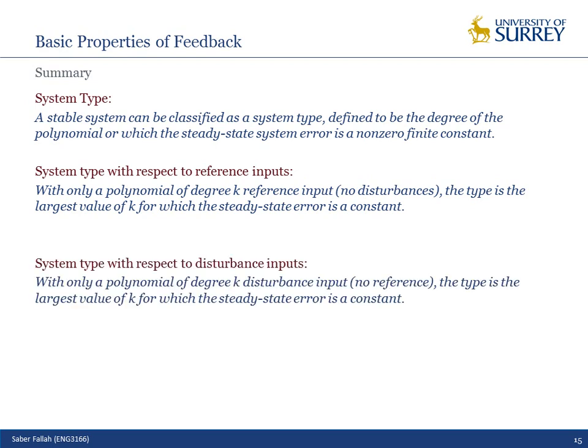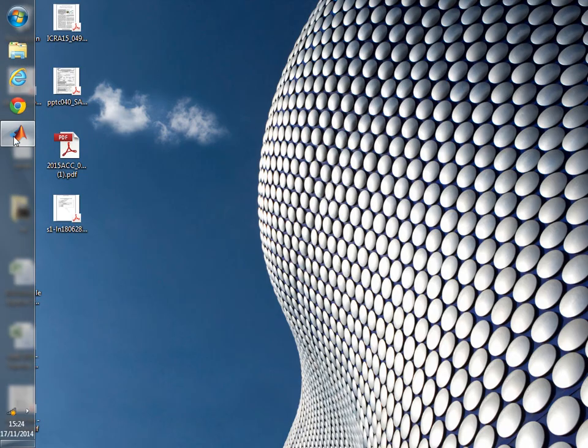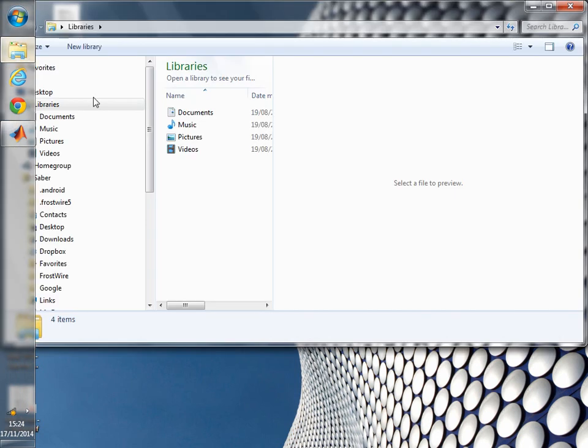In a similar way, the system type with respect to the disturbance input is the order n: how many poles we have at the origin, or how many s do we have in the denominator of the transfer function? If the order of s is 0, type 0. If s to the power 1, type 1, and so on. Okay, any question? No? So far, that was the lecture for last week. Now I will start the lecture for this week.